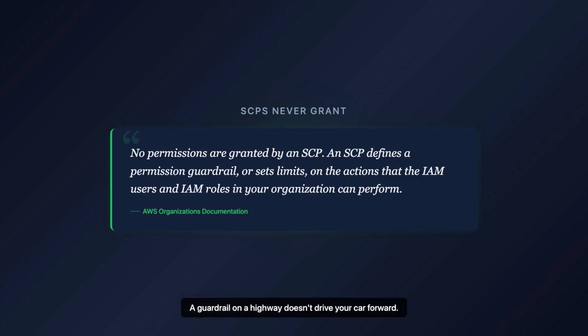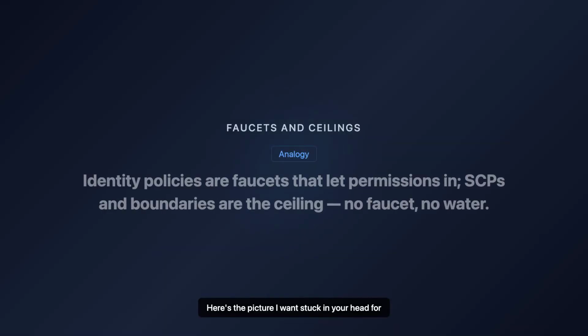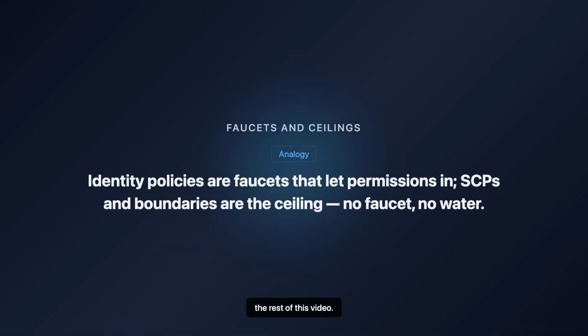A guardrail on a highway doesn't drive your car forward. It just stops you from going off the edge. An SCP works exactly the same way. Here's the picture I want stuck in your head for the rest of this video. Imagine permissions as water filling a room. Identity policies are the faucets. They let water in, they grant.